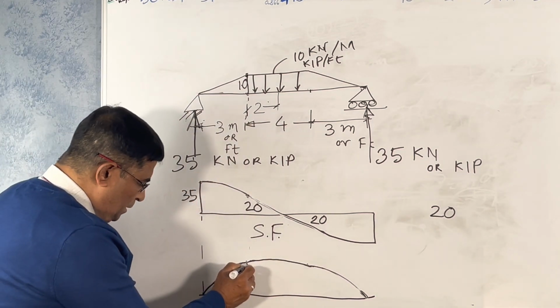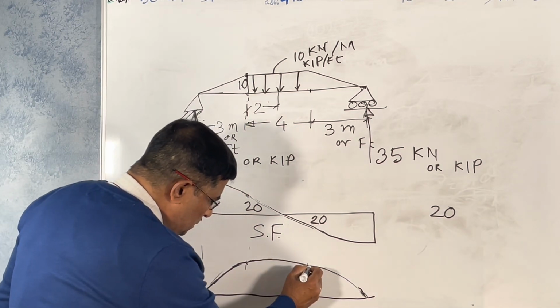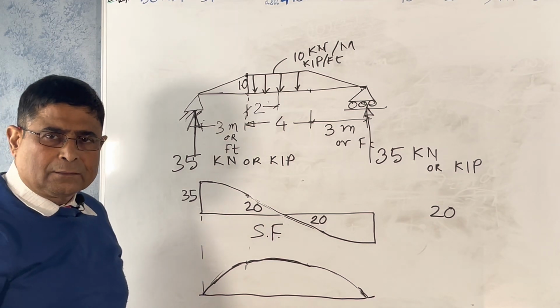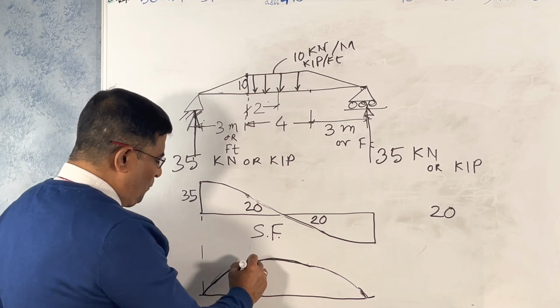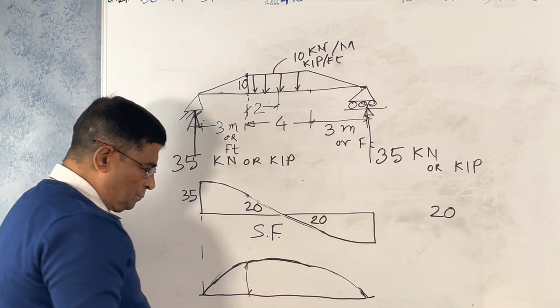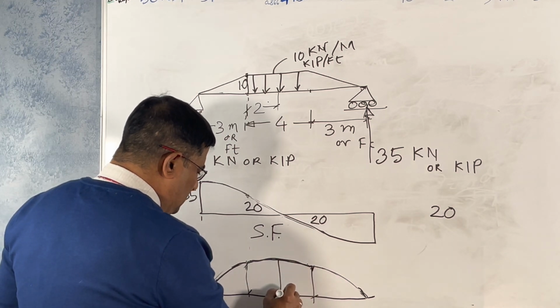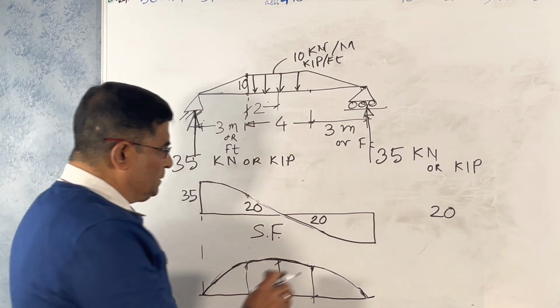It is parabolic this part, this is cubic this part, cubic this part, this part is parabolic, a little flat, not sharp. So what is the moment here? What is the moment there? What is the moment here? These are the key points. We have to calculate it. What is the moment at this point?